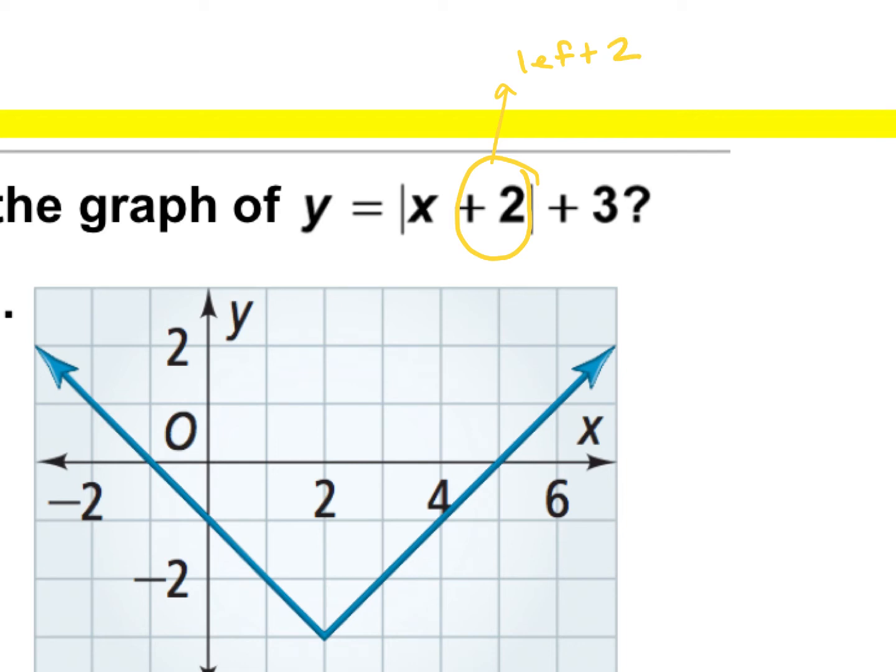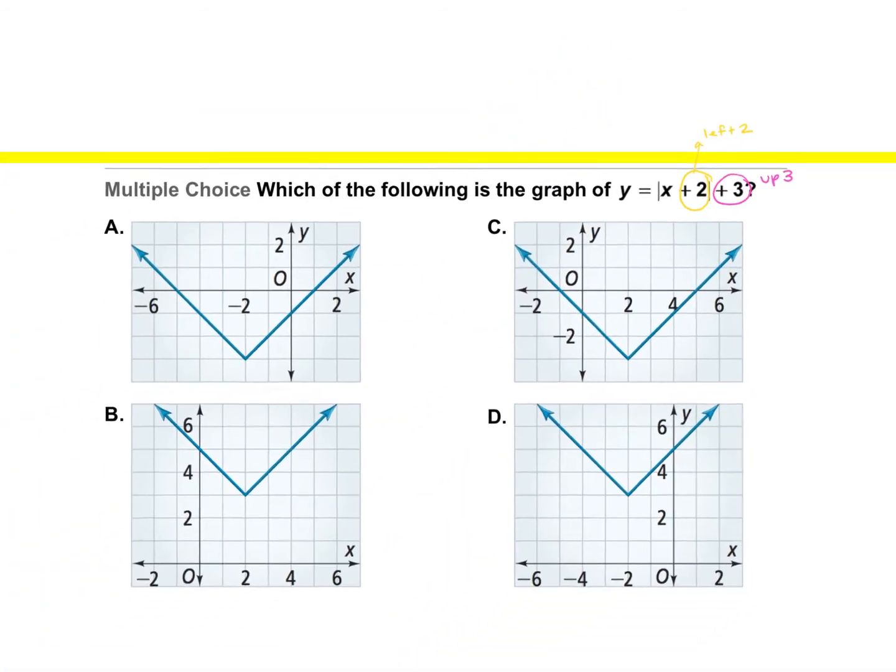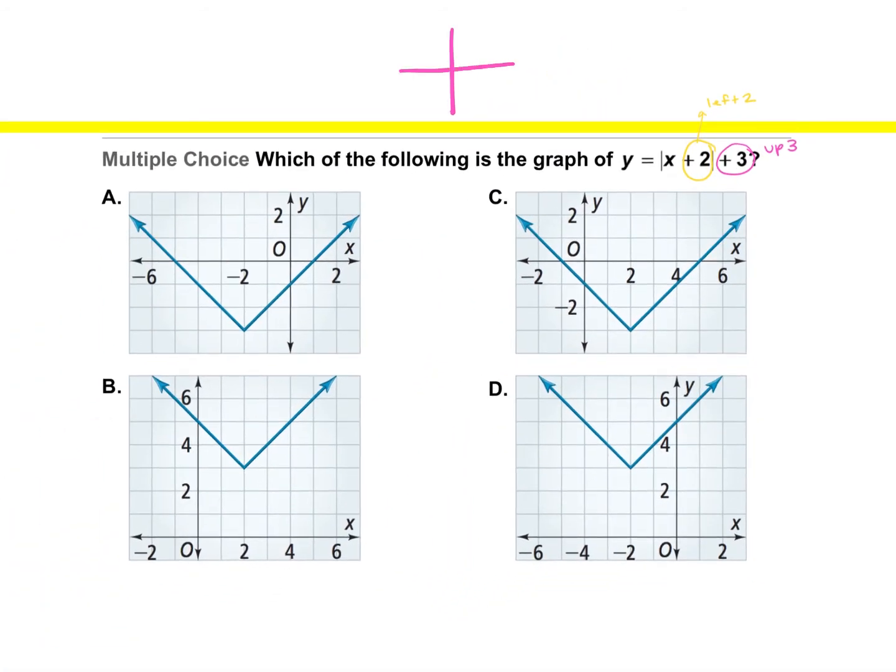And then what does the plus 3 on the outside do? Moves it up 3. So looking at our graph, if our starting point is always at the origin there, which one goes to the left 2 and up 3? D. So this, if we started our parent function here at 0, 0, we move it to the left 2 and up 3.